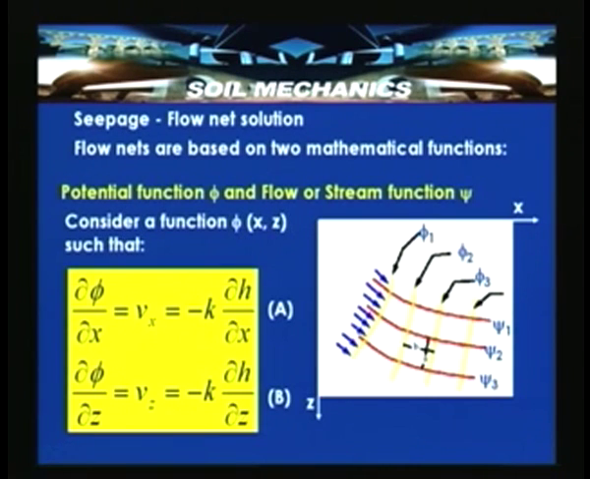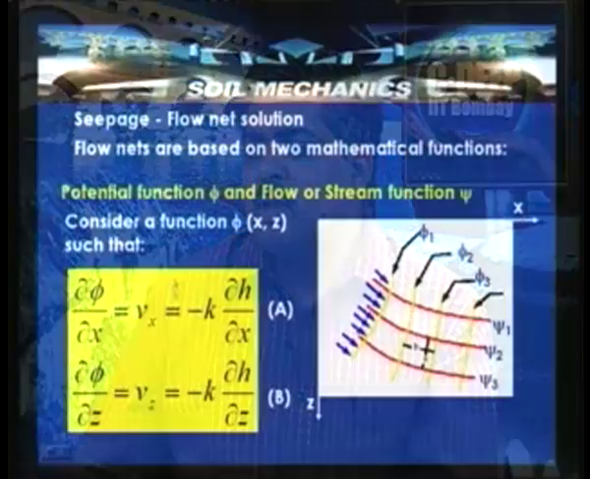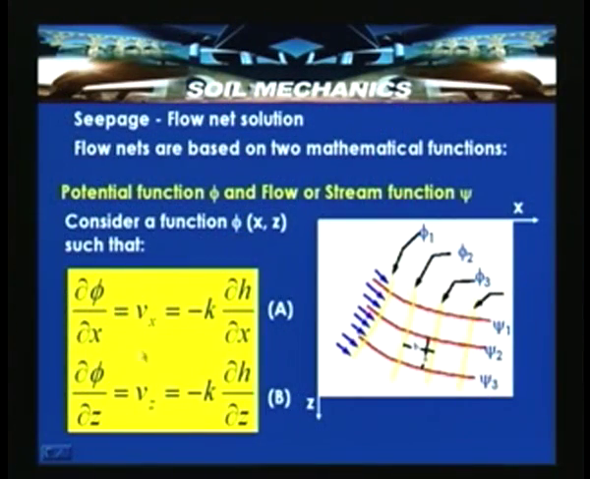So, let us consider that these flow nets are based on two mathematical functions, one is the potential function phi and the other is the flow or stream function psi. Consider a function phi(x,z) such that ∂phi/∂x = Vx = minus k ∂h/∂x and ∂phi/∂z = Vz = minus k ∂h/∂z. This is negative because the head loss is occurring in the direction of flow.